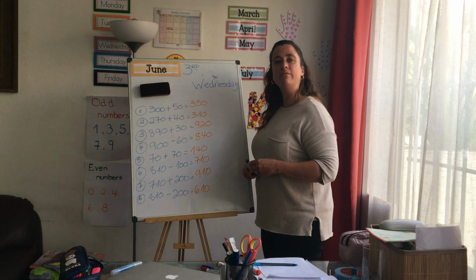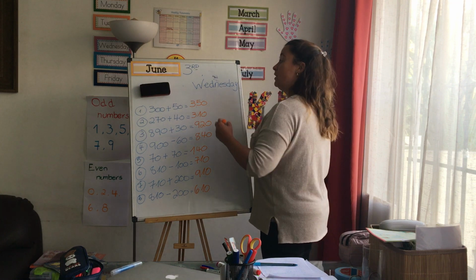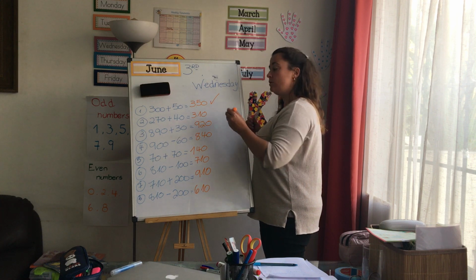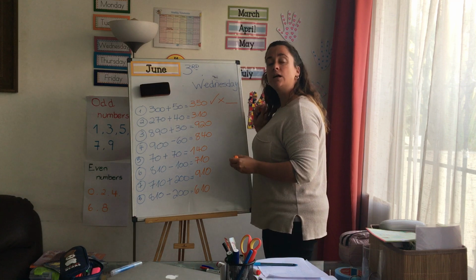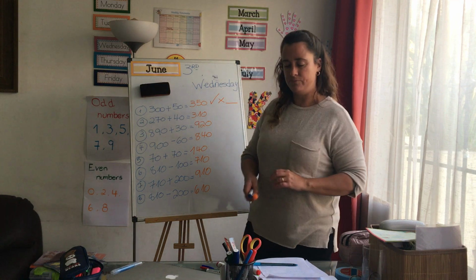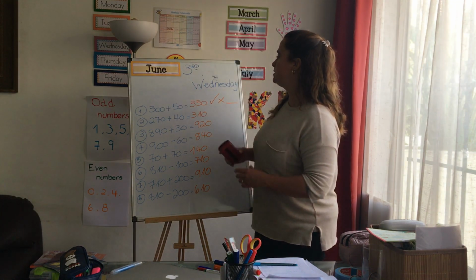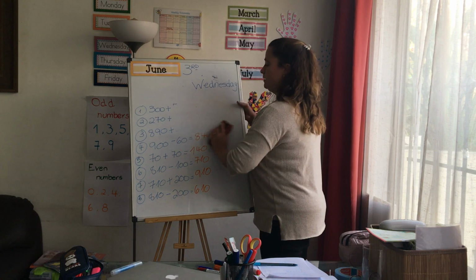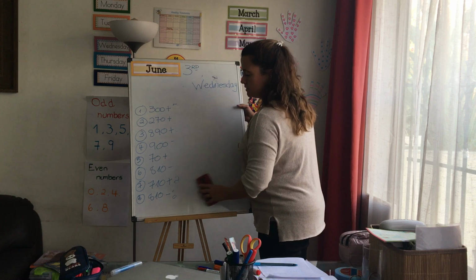Okay? Forever and ever. Make a tick if it's okay. If it's wrong, you make a cross, and then you write the correct answer. Okay? Good. Now, let's go to our next part of the class. We're still in math, okay?